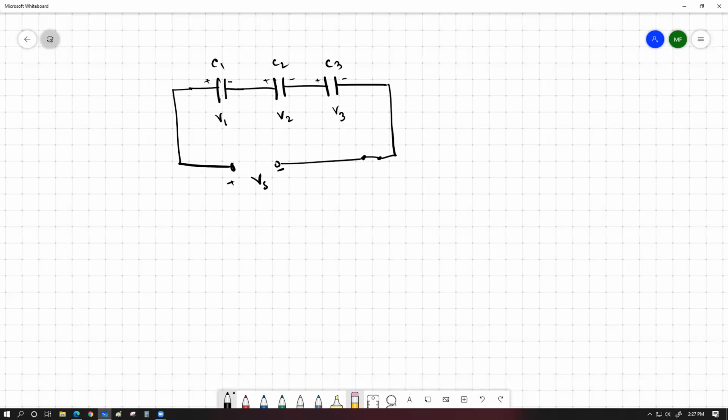Now, what you need to understand from Kirchhoff's Second Law, remember, Kirchhoff's Second Law tells us within a closed circuit, the total EMF available is equal to the total potential drop, which means that V1 plus V2 plus V3 must be equal to Vs. This is definitely true for every series circuit voltage, by Kirchhoff's Second Law.